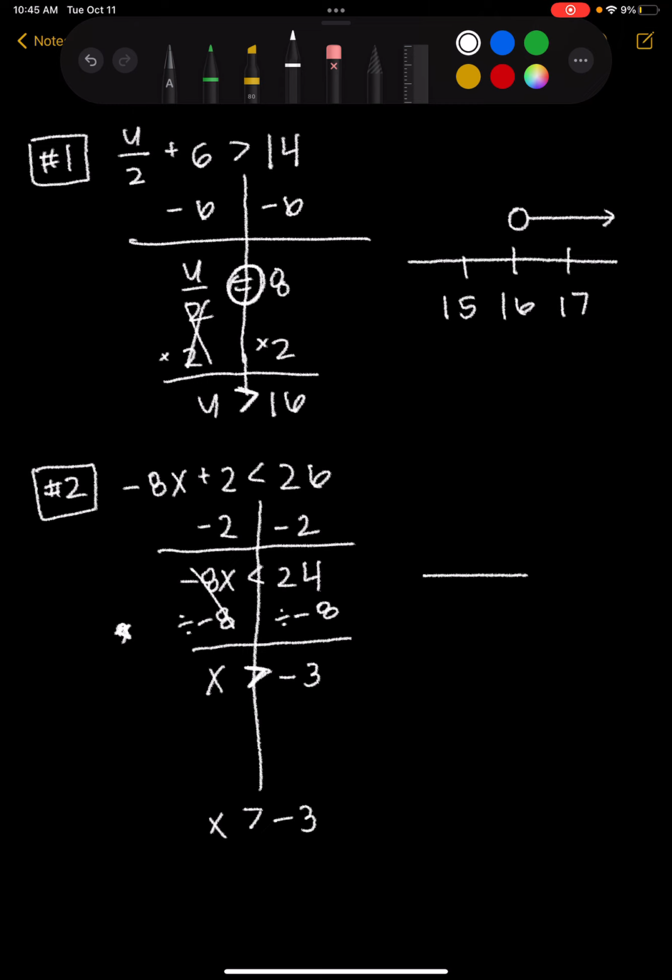When we graph it, we find negative 3 on our number line. Because it's just a greater than sign, it's an open dot. We look at where it's pointing. Because it's pointing to the right, our line is also going to point towards the right because the variable is on the left side. Once again, if the variable is on the right side, you have to just flip everything around.